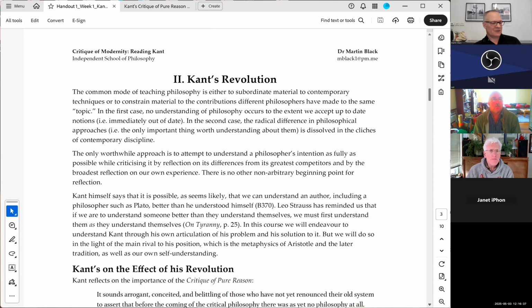To get a sense of what Kant is doing, if we go to page 3. I wrote a couple of somewhat rhetorical paragraphs, which I'll summarise as follows. Normally, when you attend, say, an undergraduate philosophy course, philosophers in the tradition will be understood in the light of whatever the current technique is. If it's ordinary language, analytical philosophy, or Derridean deconstructionism, whatever it is, you understand the previous thinkers in the light of the current ones, which means, of course, you don't understand the previous ones.